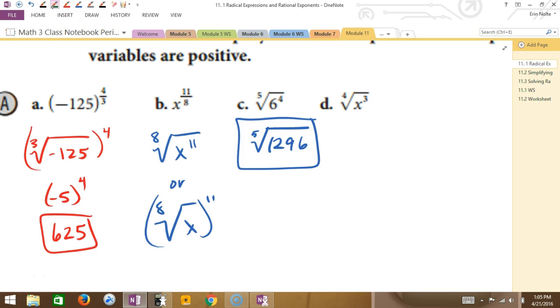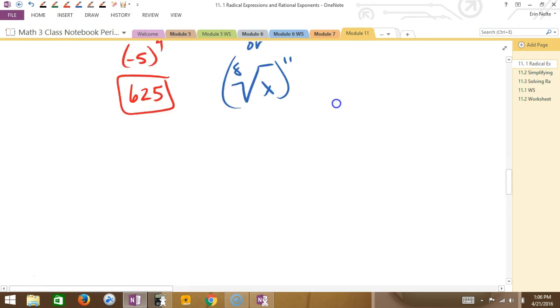What about D? Let's go ahead and take D, throw it into the exponential form. What's the exponential form of this? Yeah, x to the 3/4. So easy, right? Love this section. Let's make sure we got this.